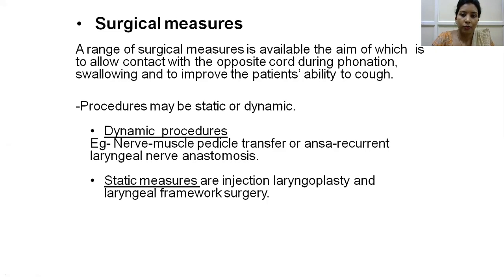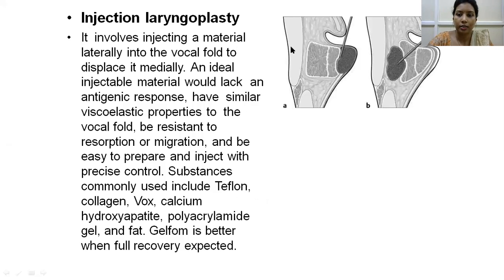So among static measures, firstly, injection laryngoplasty is nothing but injection of a material laterally into the vocal cord to displace it medially. Very simple. You can do it both ways, but here in the case of a unilateral recurrent laryngeal paralysis, we inject. This is the thyroid cartilage, a cut section, mostly an axial section. This is your false vocal cord. This is your true vocal cord.